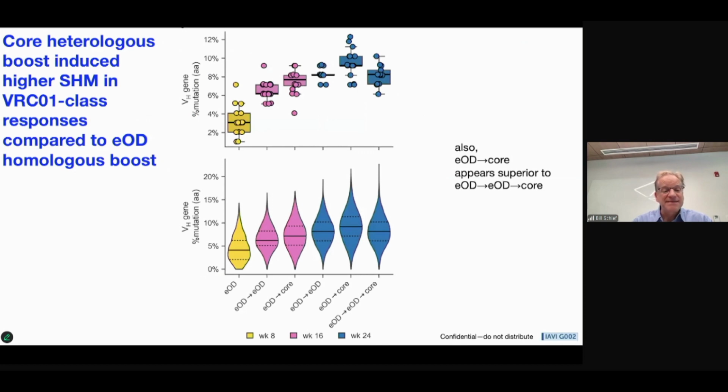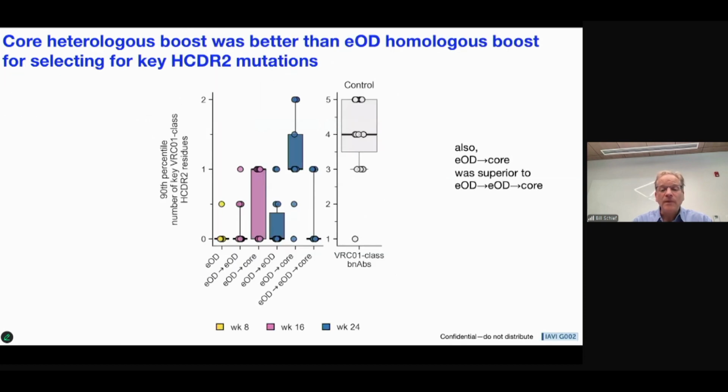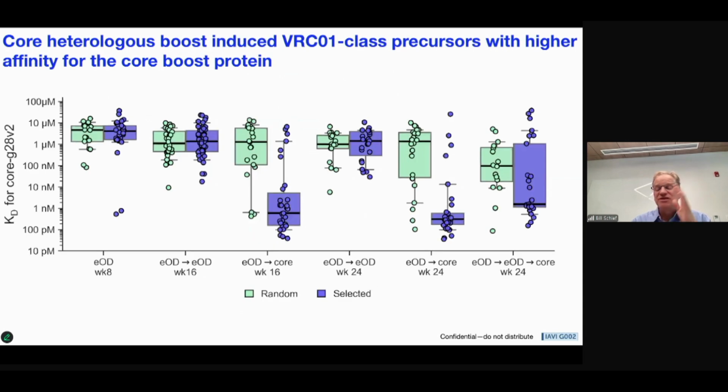I'm going to skip that one. I'm going to skip this one. I'm just going to tell you that we saw good mutations from the heterologous boost, because I want to get to the affinity data. So for G001, we made antibodies from a lot of different B cells, and we measured their affinity for the antigens. What I'm showing you on this slide is affinity for the core boost, not for the prime, just for the core boost. And I'm showing you for the different regimens at different time points, week 8, week 16, week 24.